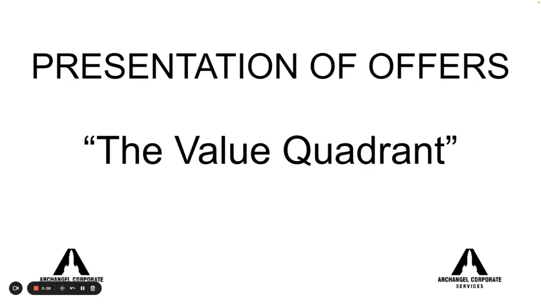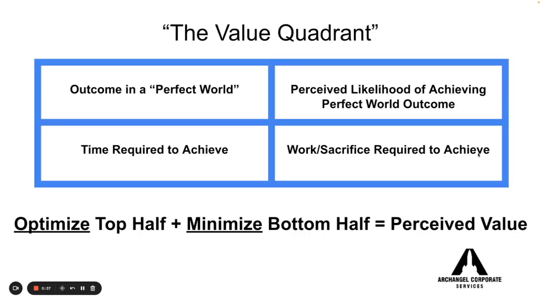Today, this video is going to cover presentation of offers and more specifically the value quadrant. So this is 4 variables that I don't care whether you're in business, you're in sales, you're in real estate, or just everyday life. Everybody is making offers all day, every day. And whoever we are making offers to will derive value from our offer based on these 4 variables. And so we want to optimize these 4 and make sure that these really speak to our audience and generate the highest perceived value that we possibly can.